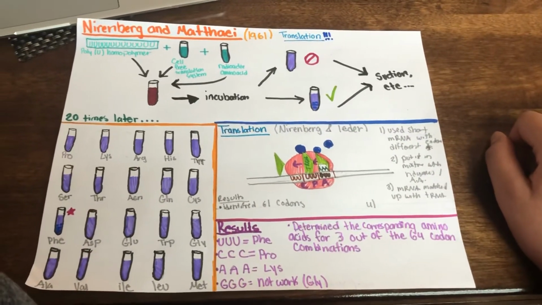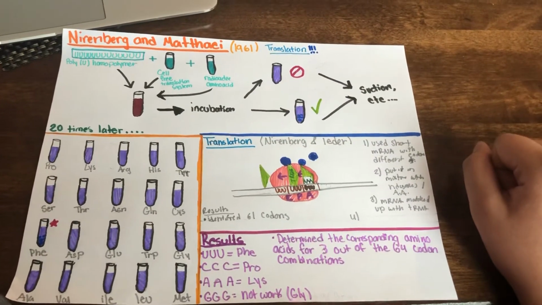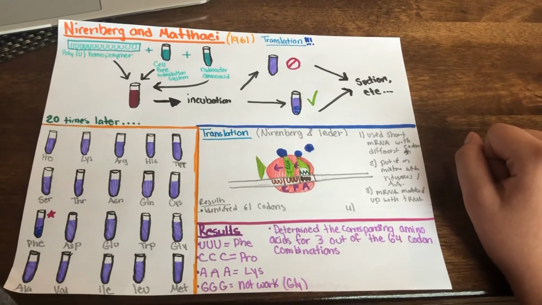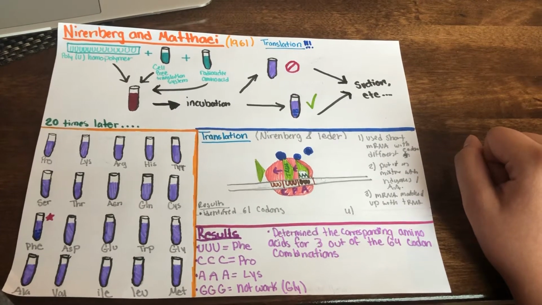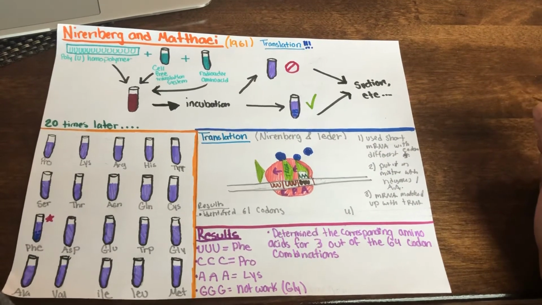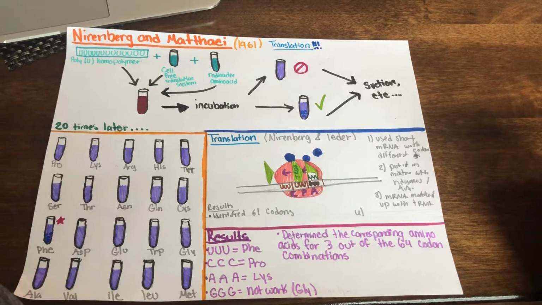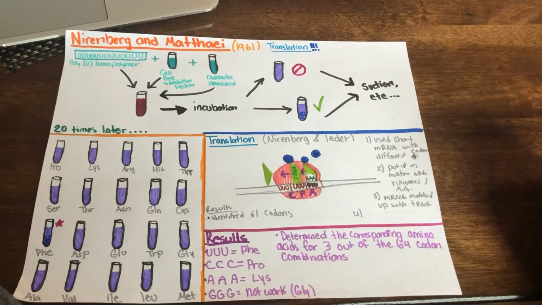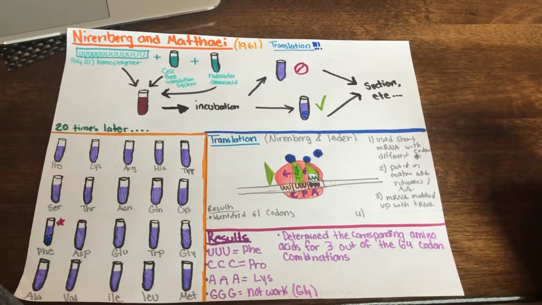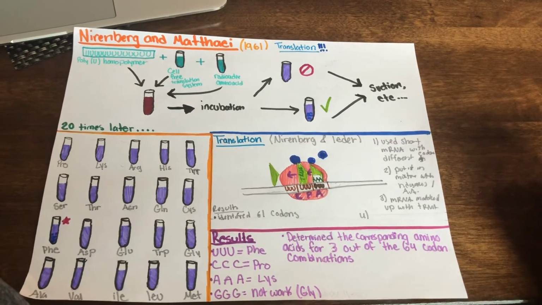The second experiment that was done by Nirenberg and Leder is where they used short kind of mRNA strands with different codons or trinucleotides on them, and they put them in a mixture of ribosomes and radioactively labeled amino acids. And then the goal of that was to kind of have the mRNA match up with the tRNA.